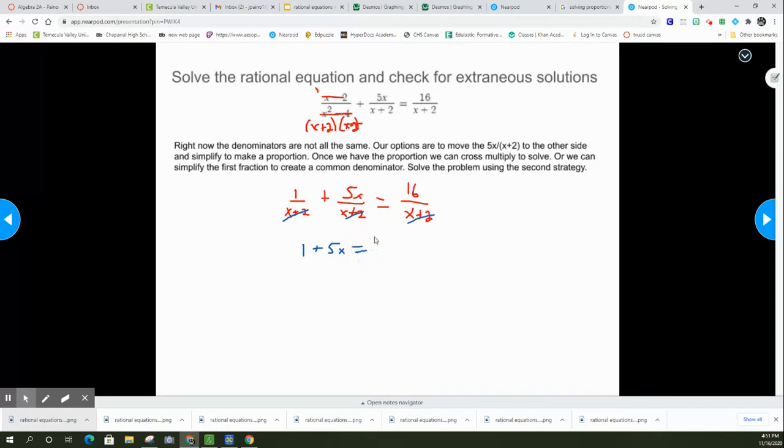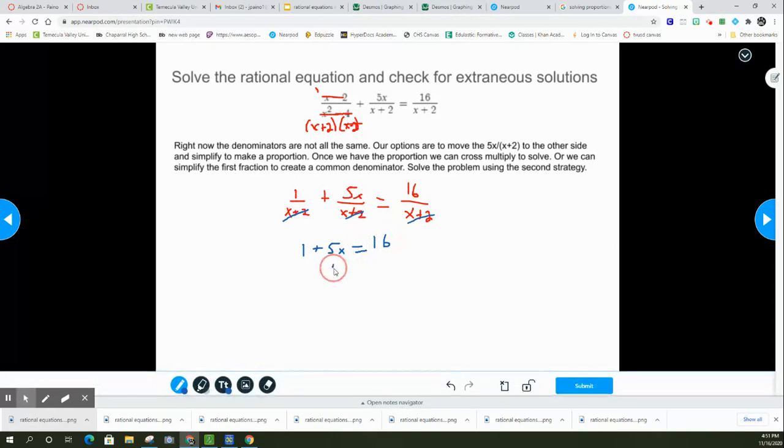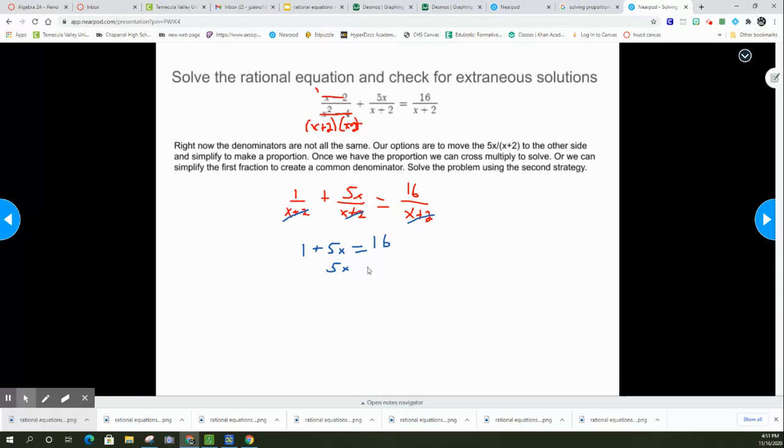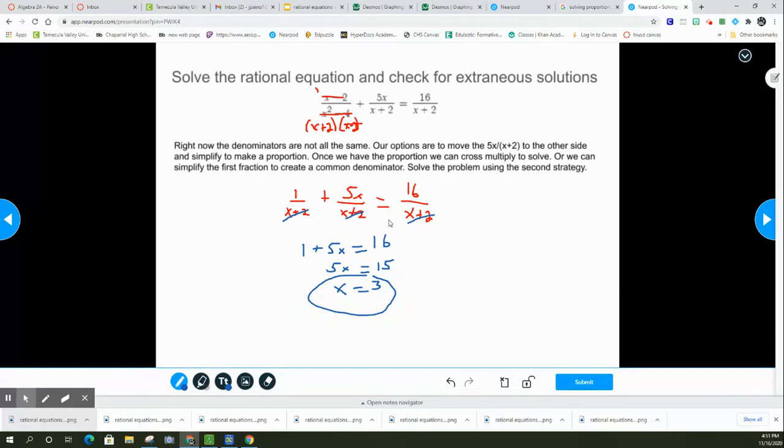This is really easy to solve. Subtract 1 from both sides. Get 5x equals 15. Divide both sides by 5. X equals 3. And so that will work, right, because it's not -2. And actually, +2 would not have worked either because +2 made the original one 0. So either 2 or -2 would not have worked, but I got 3, so it does work.